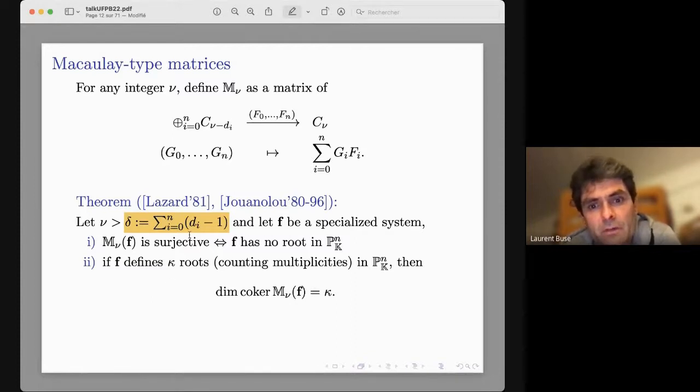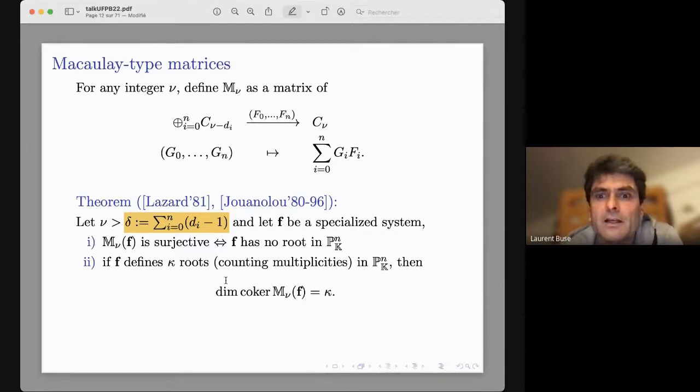This is the sum for all the equations of di minus 1, so the sum for i equal 0 to n of di minus 1. So we call that the critical degree. We call it like this because if you take any degree nu that is strictly bigger than delta, then you have the property we have seen before.